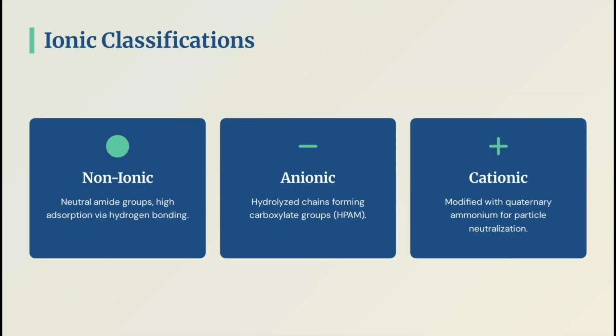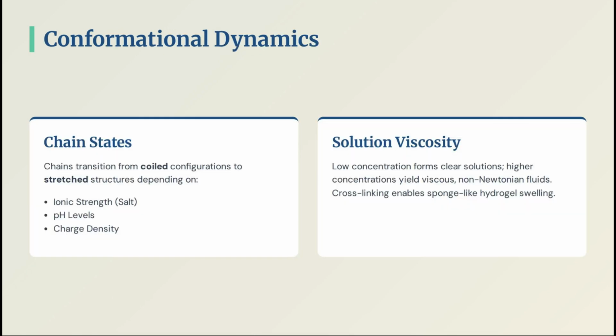There are three primary types: nonionic, anionic, and cationic. These variations are engineered by combining different monomers or by modifying the amide groups later to form carboxylate or quaternary ammonium salt functional groups. When polyacrylamide is introduced into water, the polymer chains exhibit distinct conformational changes, transitioning from coiled-up configurations to fully stretched-out structures.